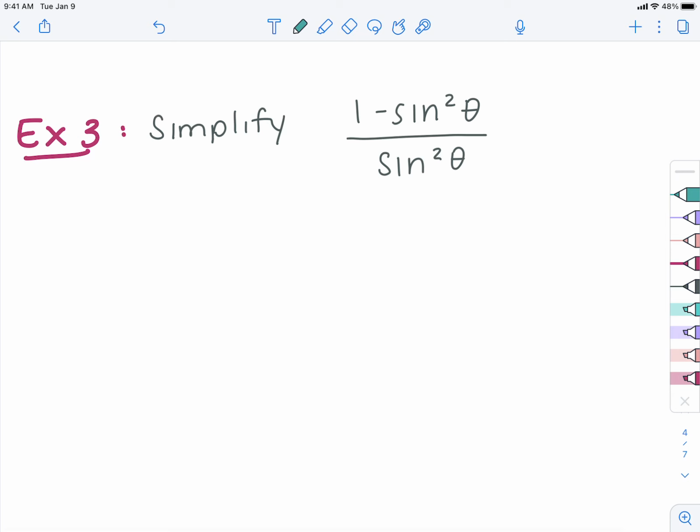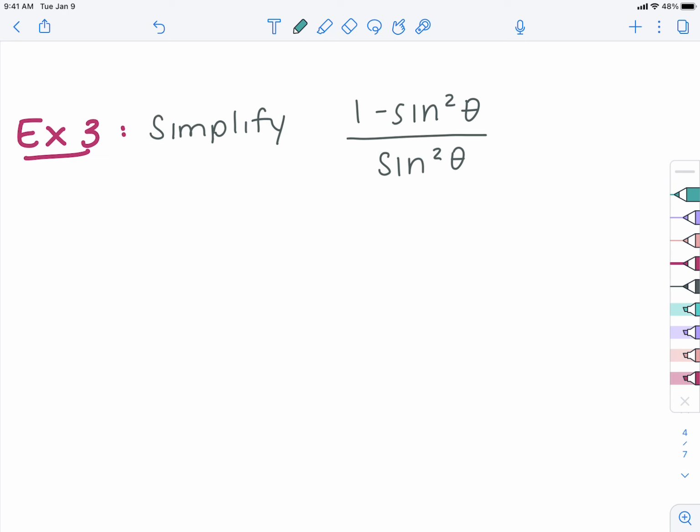What if I gave you 1 minus sine squared theta over sine squared theta? So the first thing that everybody wants to do, and gives me the heebie-jeebies, is you cannot cancel those sine squareds. Even though there's a sine squared in the numerator and there's a sine squared in the denominator, you can't cross cancel like that from the numerator and the denominator unless there's a sine squared in every single term, because we have that minus sign in there.